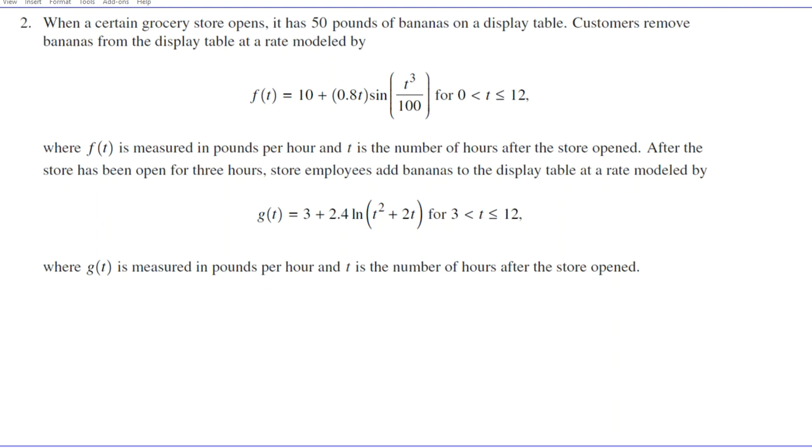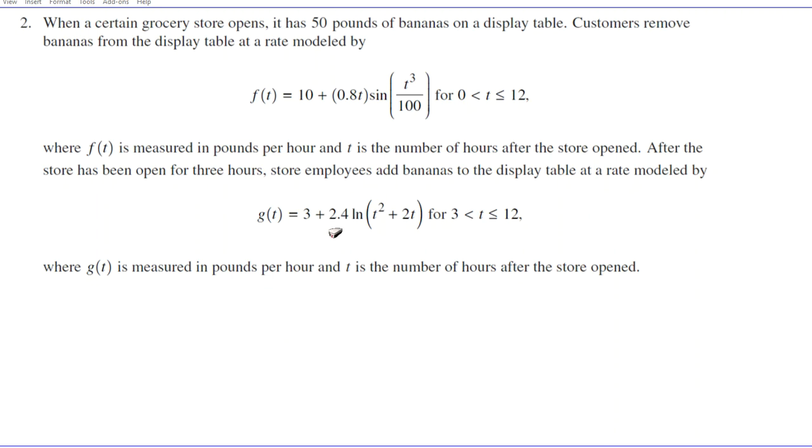It reads question number 2. This is an amount rate problem. It reads, when a certain grocery store opens, it has 50 pounds of bananas on a display table. Customers remove bananas from the display table at a rate modeled by f of t, which is given here over this interval from 0 to 12, where f of t is measured in pounds per hour and t is the number of hours after the store opened.